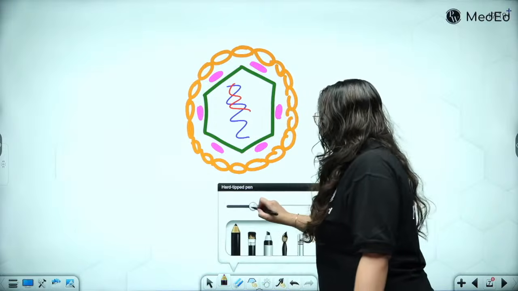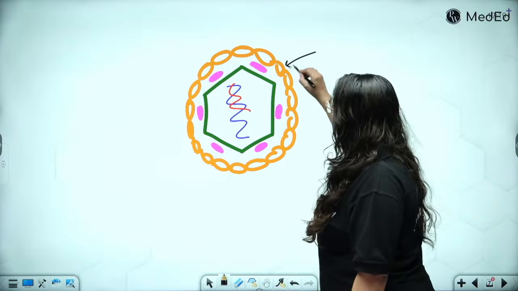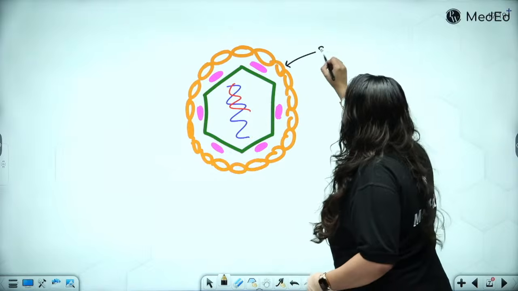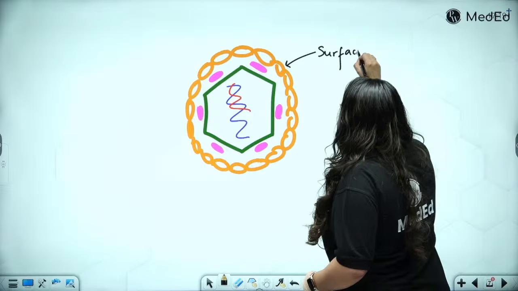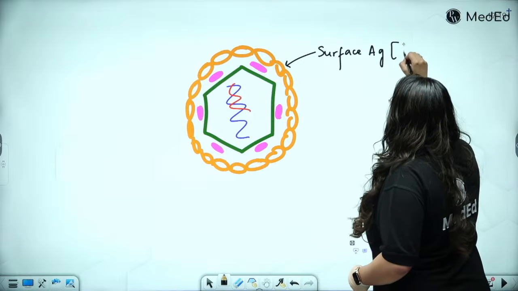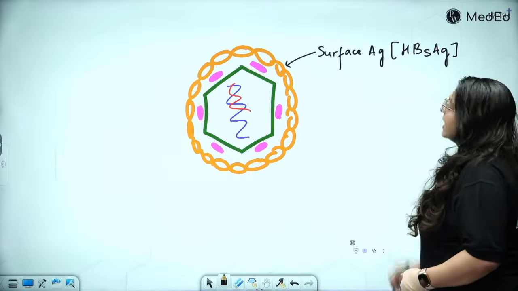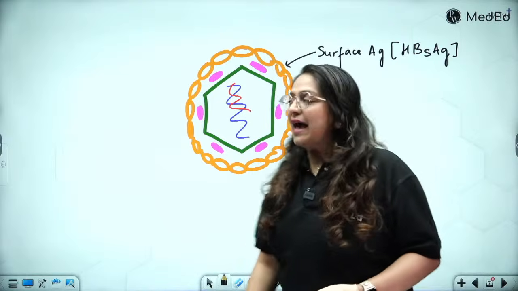Nice. Right. Then, of course, you're going to label it. What is this? This is something present on the surface of the virus. So this is the surface antigen. So what can I call the surface antigen? I can call it hepatitis B surface antigen. Okay. It is the hepatitis B surface antigen.